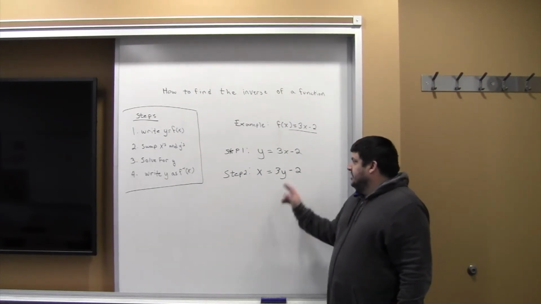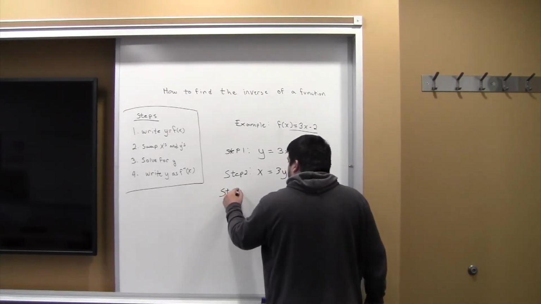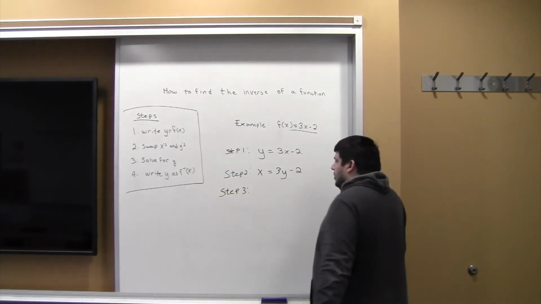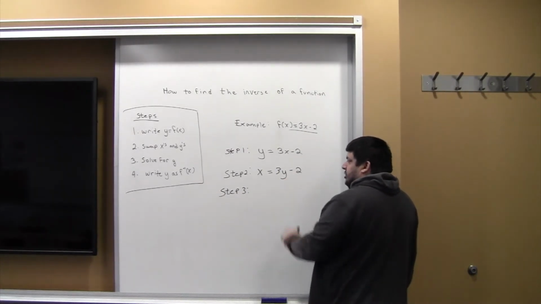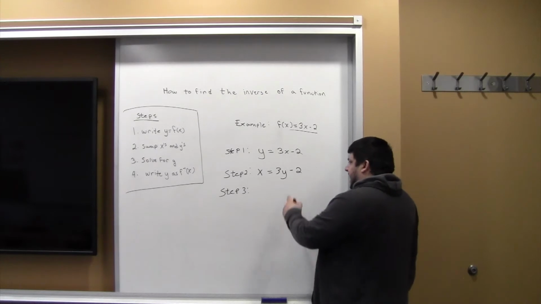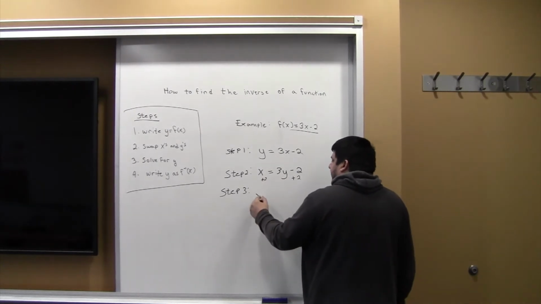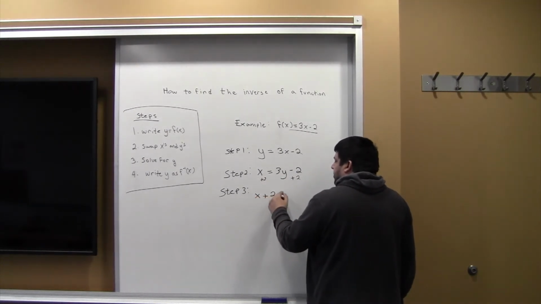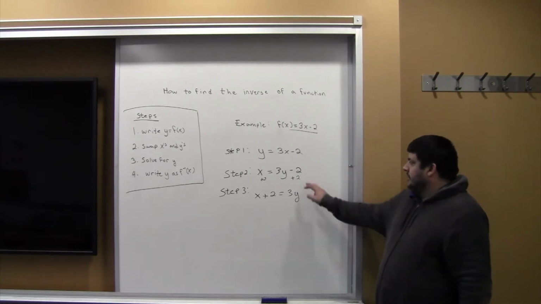Step 3 says we solve for y. So let's do step 3. What I can do is just add this 2 over here. If I add the 2 over, I get x plus 2 is equal to 3y, because I added the 2 over.